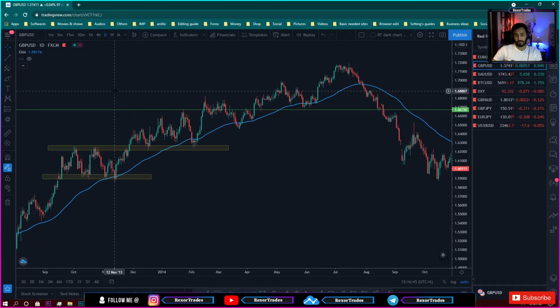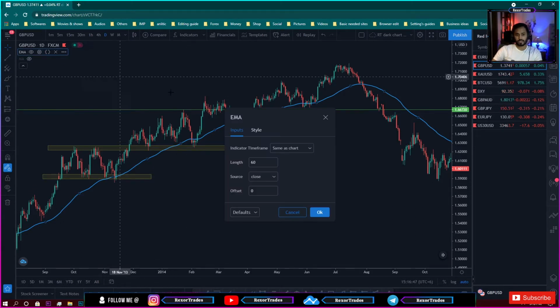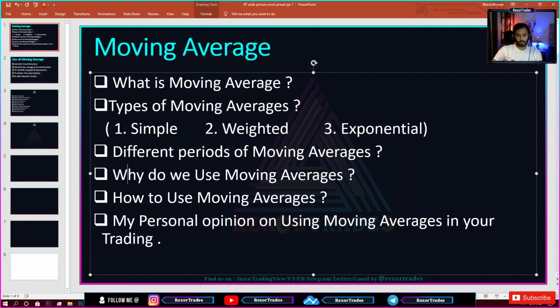That's how you can tune the period of this moving average, increase or decrease the number, and see which period the market really respects, and that's how you select the periods of the moving averages. Now let's talk about why we use these moving averages.